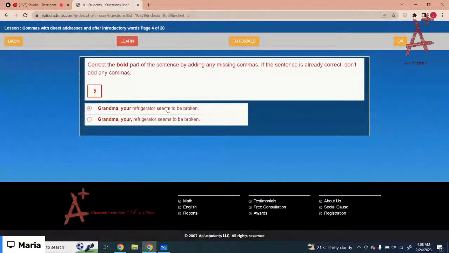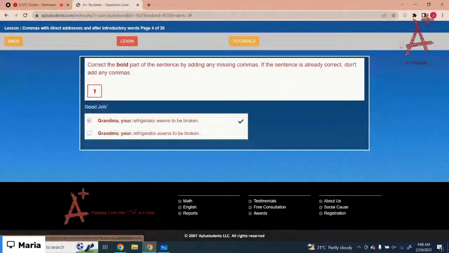Option number one is the correct option. You don't need to put a comma after your. Got it? Grandma, your refrigerator seems to be broken.